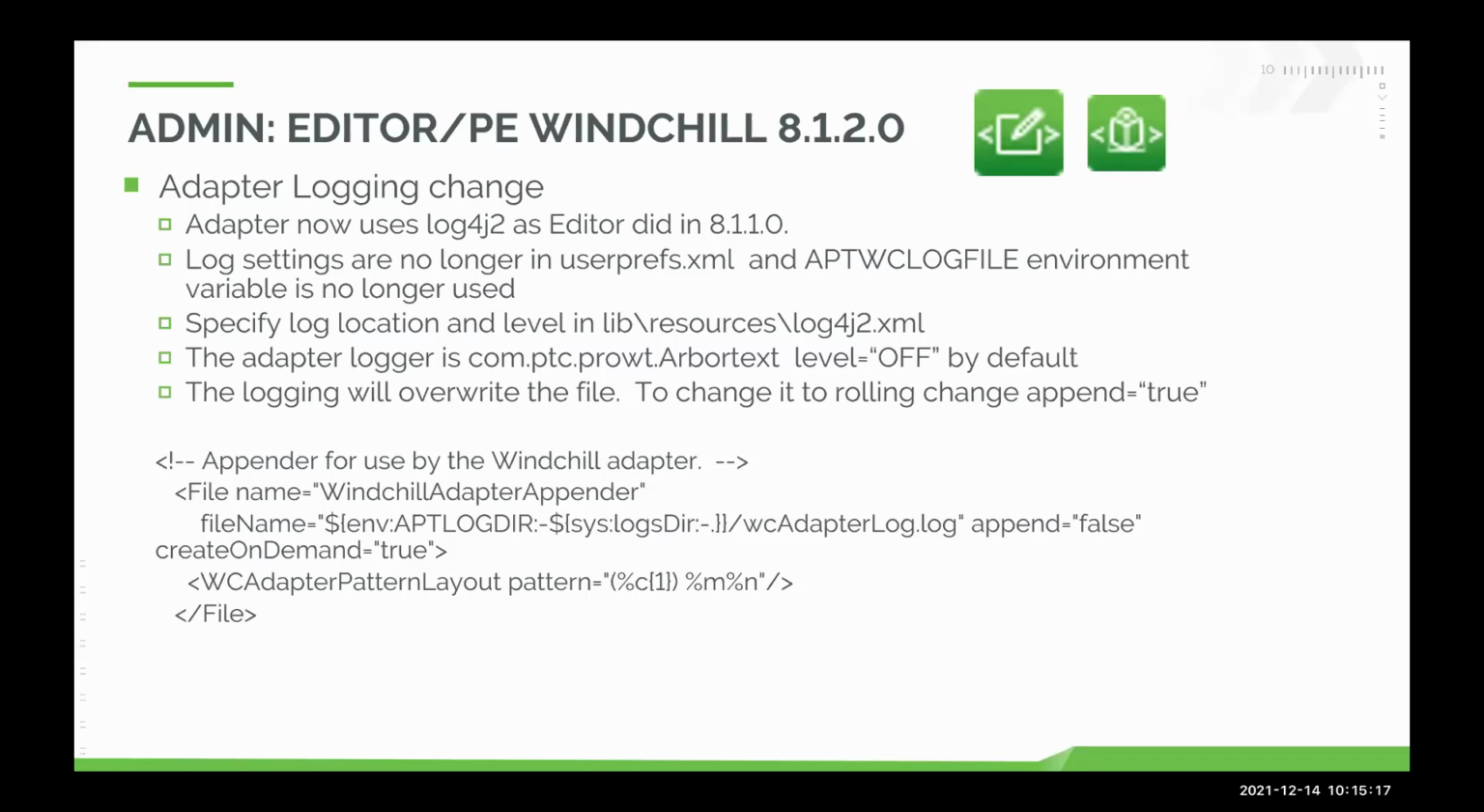So in the past, there was a user prefs setting, or you could use an environment variable, the apt-wc log file environment variable, but those are no longer used. Instead, the logging specification will be in the same location as it is for the rest of editor. It'll be in your lib resources log4j2.xml file.